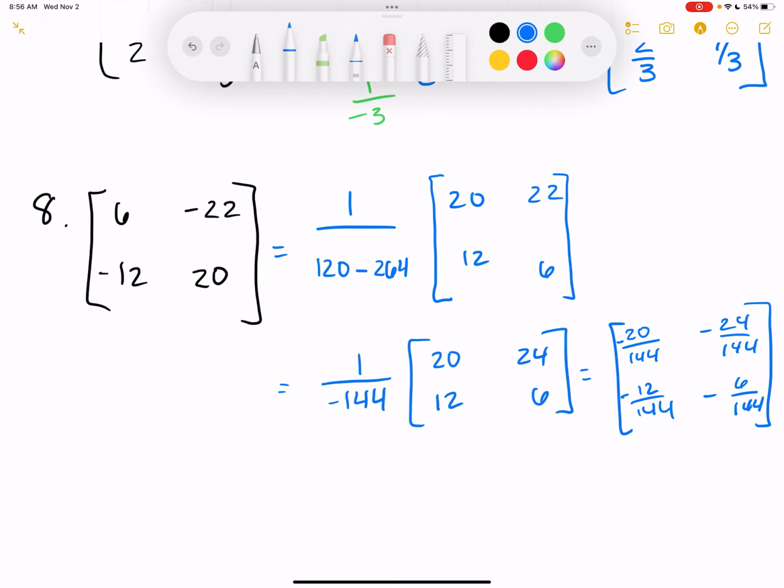How'd you get that? Because the 6 times the 1 over 144. Oh, you're doing that one? No, maybe you did something. Oh, shoot. I mixed up that. Oh my gosh. Wait, how do you multiply a fraction again?